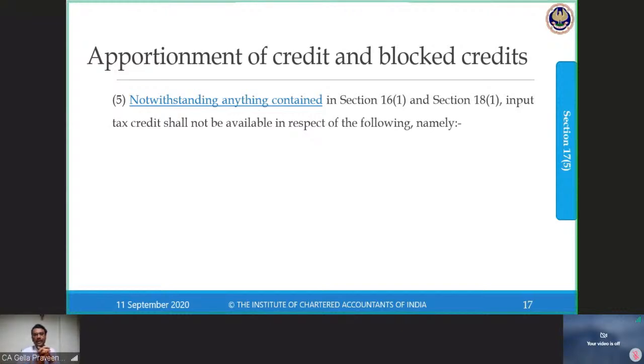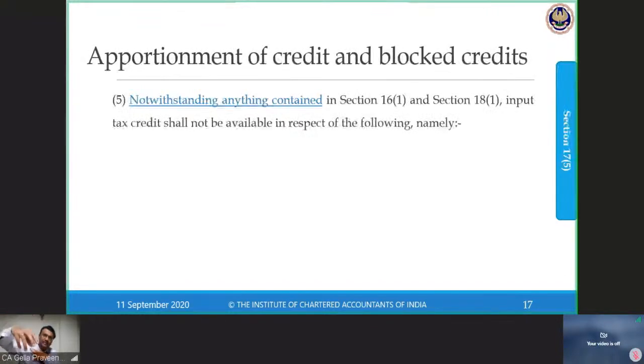What it says, notwithstanding anything contained in section 16.1 or 18.1. Section 16 and section 18 are two sections set in different backdrops, which talk about when I can take an input tax credit. 18 covers moving from composition to regular, or I am into a business where all along the goods are exempted. All of a sudden a government notification says it is taxable. Now that is one notification which is covered under section 18.